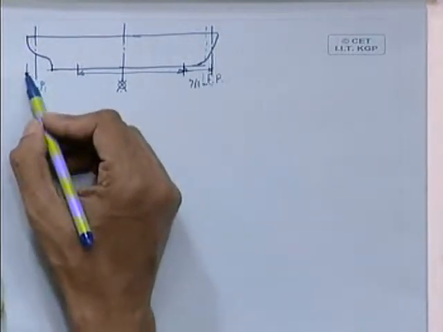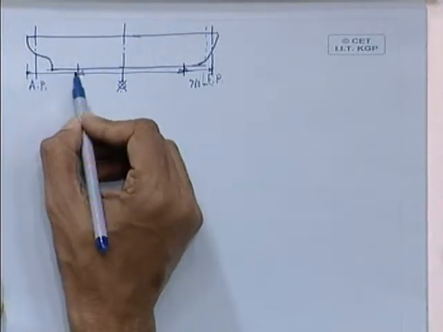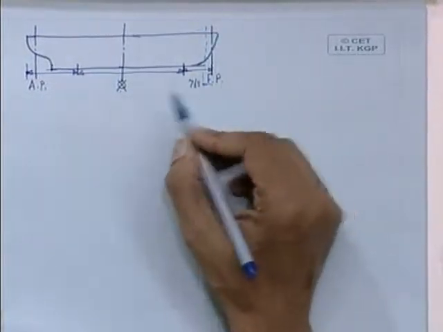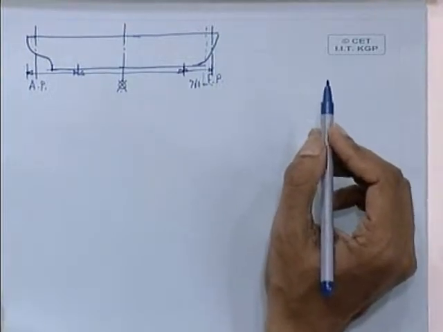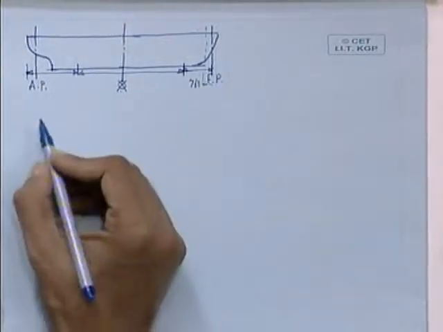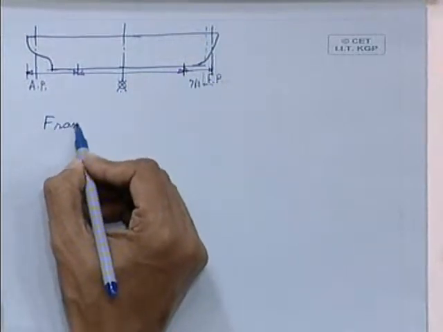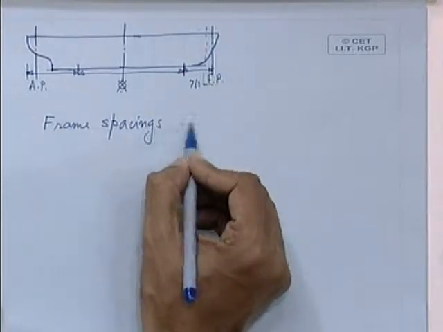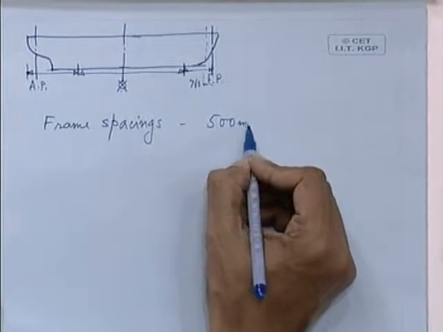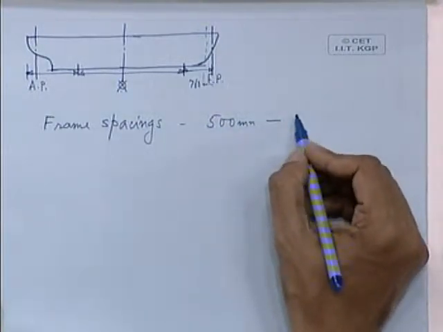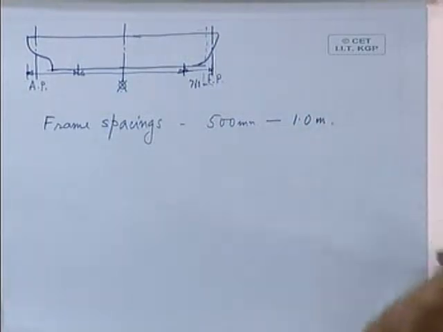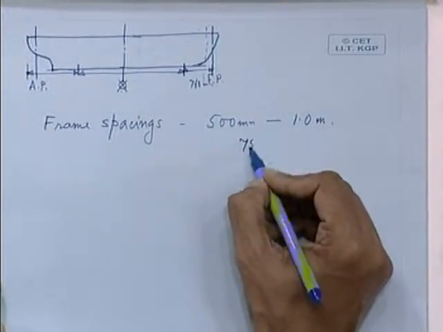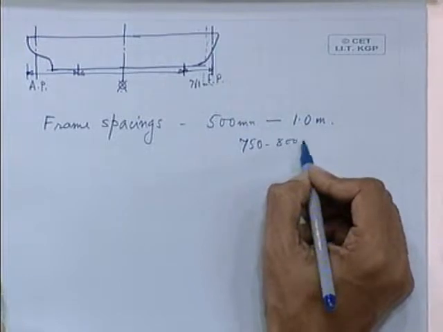Normally at the forward end you will find the frame spacings are closely spaced. In the forward and the aft region you will find the frame spacings to be closely spaced, and frame spacing normally can be 500 millimeters, say, to as large as 1 meter. Normally, in the ships that I have come across, 750 to 800, that type of frame spacing.